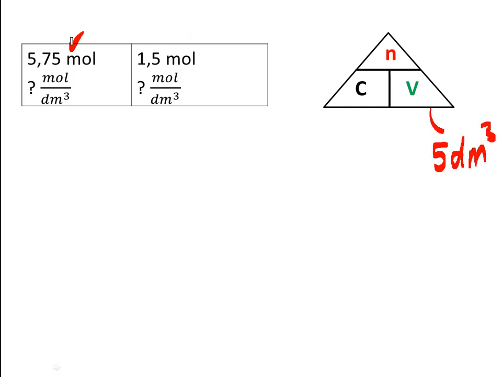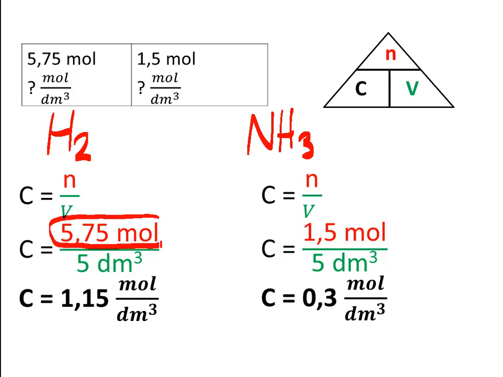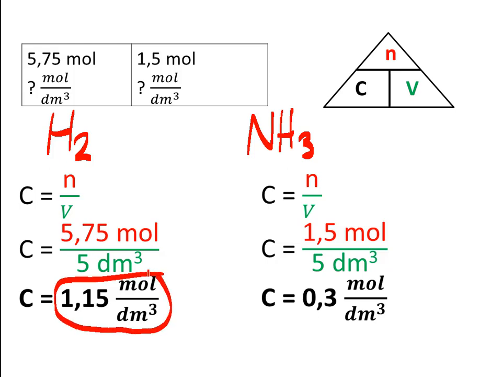So we simply substitute the values into the concentrations. Here we're speaking about hydrogen, here we're speaking about ammonia. And we know that the number of moles of hydrogen that we have is 5,75 moles. We divide that by the volume of the sealed container: 5,75 divided by 5 is 1,15 mole per decimeter cubed. That's the concentration of hydrogen at equilibrium.